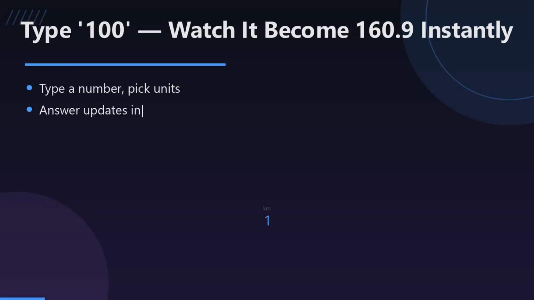I type 100. It becomes 160.9. Nothing clicked. Miles to kilometers, live, no submit button, no page reload, and by the end of this video, you'll have built this exact thing yourself.